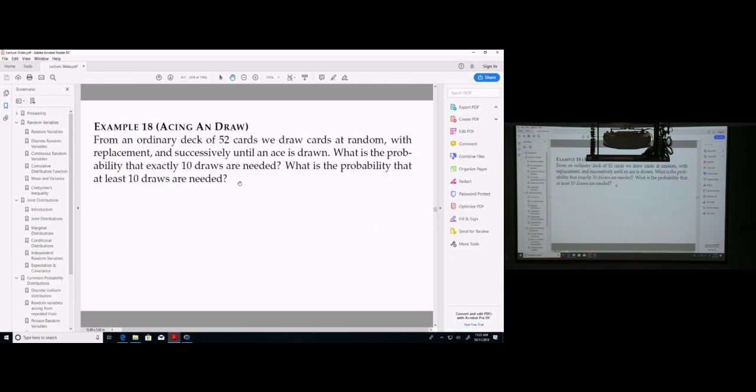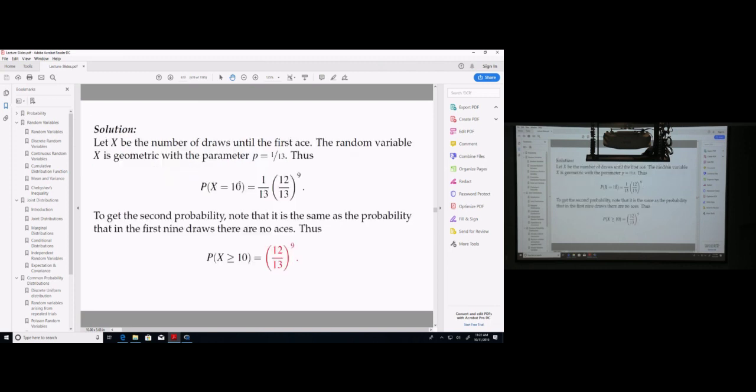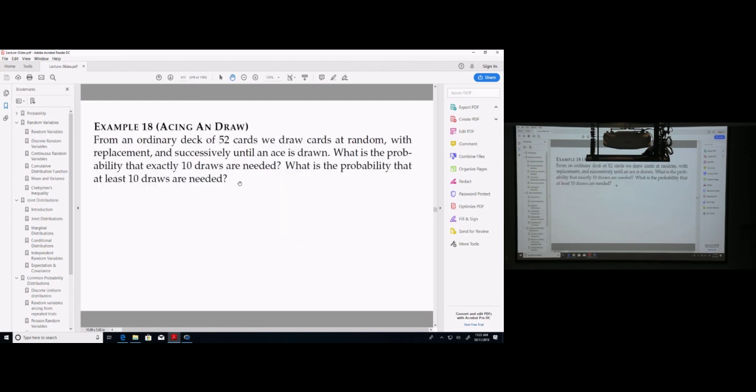Drawing an ace. From an ordinary deck of 52 cards, we draw cards at random with replacement. The replacement is important here because in Bernoulli trials, we want p to be fixed, constant, and not change from one trial to another. If I do not allow replacement, then after you draw, it will affect the probability of having an ace later on. So this is crucial in order to put ourselves into the framework of Bernoulli trials.